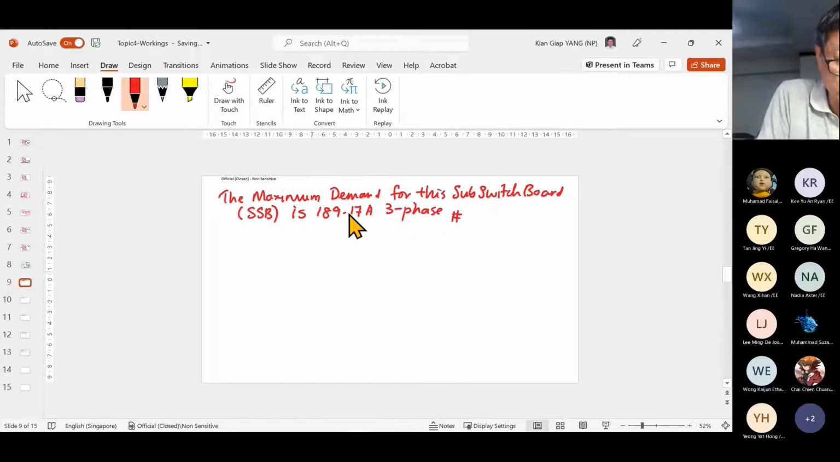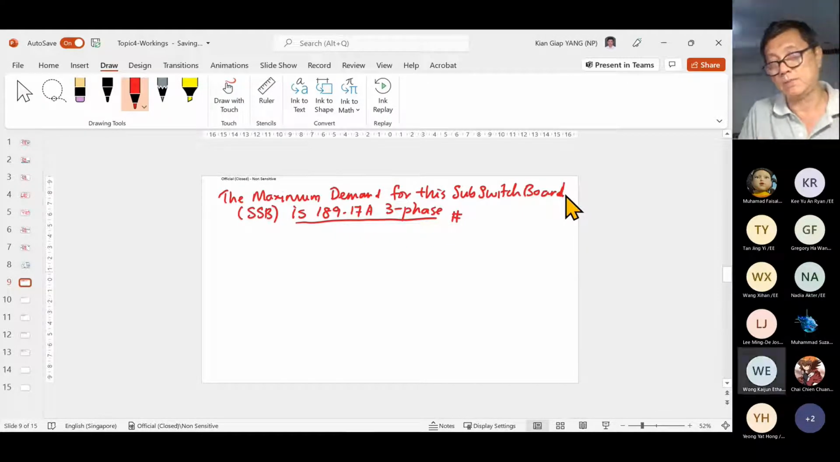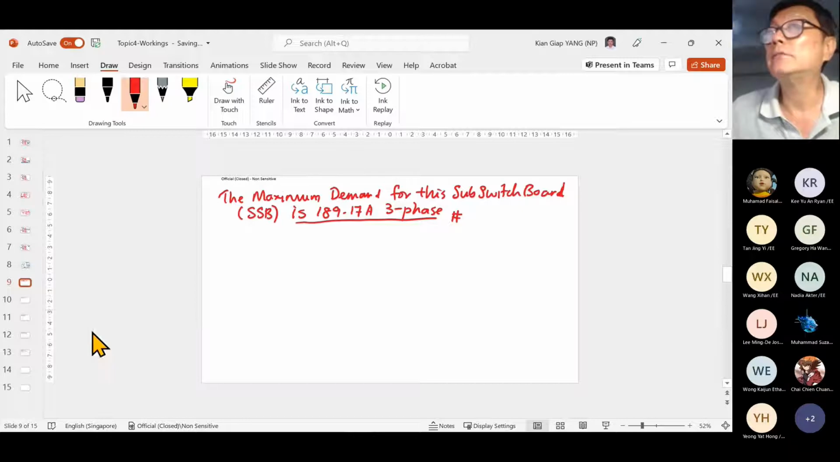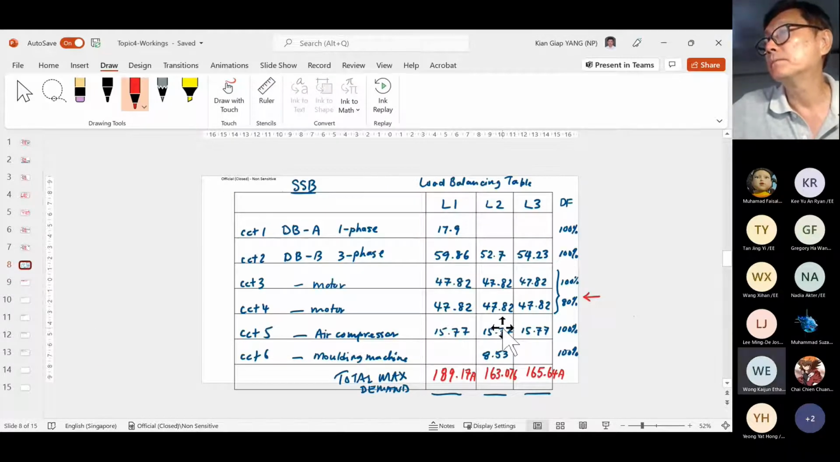Okay, this statement is very important because this statement, as I mentioned earlier, is we declare this to the power supply authority. As far as they are concerned, they assume all three phases are balanced. So they will work to supply us this amount of electricity. All right. Anybody have any question about how I do this load balancing?